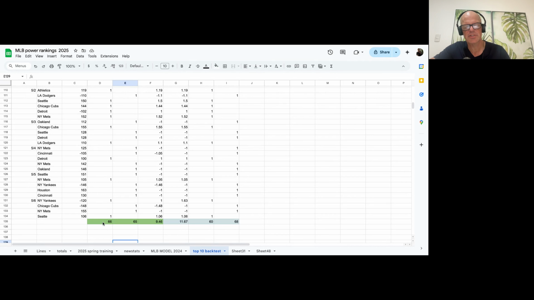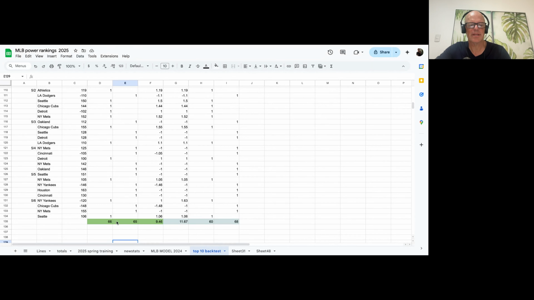What I did previously was I would play away teams on the run line, and then I would play home teams up to minus 150, because the home teams are only guaranteed 8 at-bats, and the only time they'll have 9 at-bats is if they're losing. So we played away teams on the run line, home teams up to minus 150. And even though it was profitable, 9.46 units, it was 66 and 65, just a little bit more than a 50% win ratio.